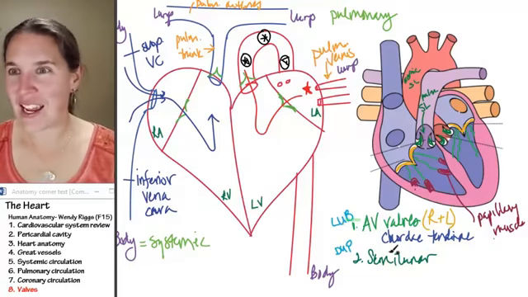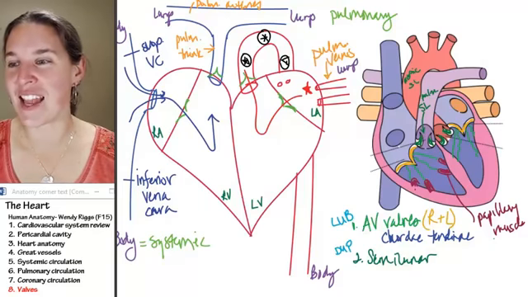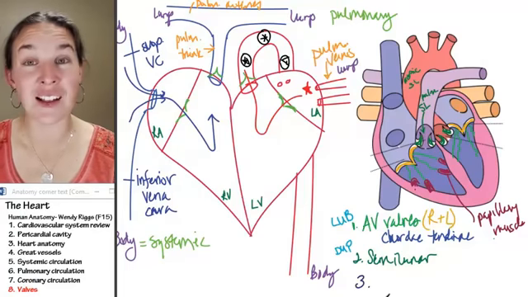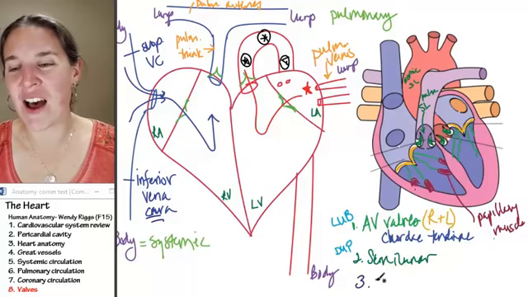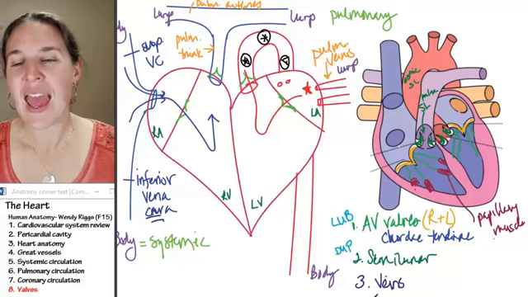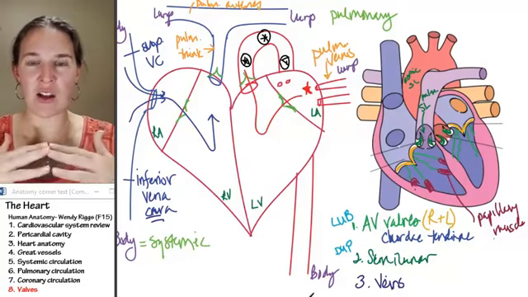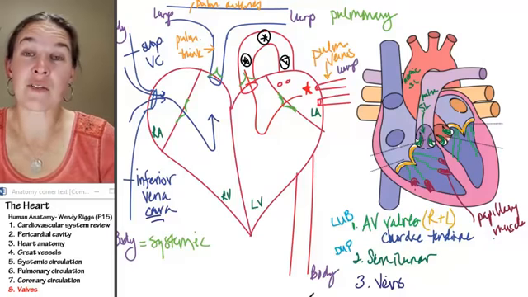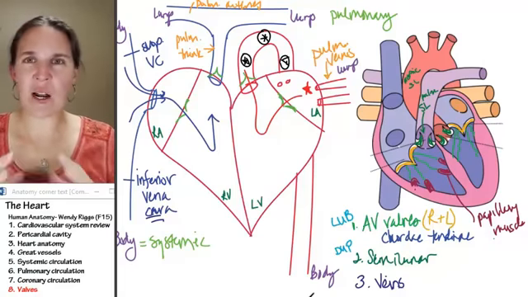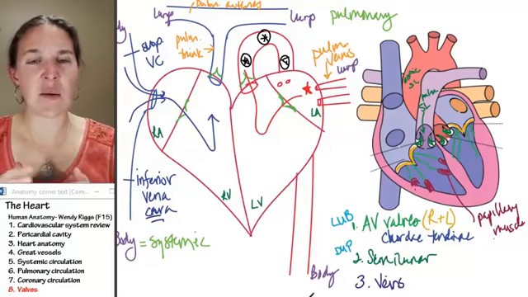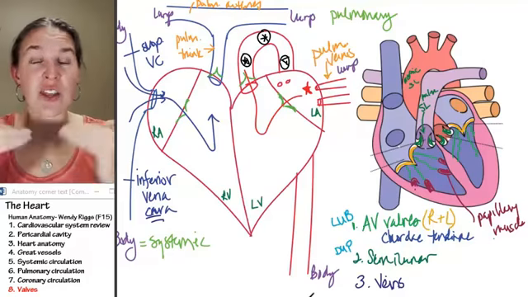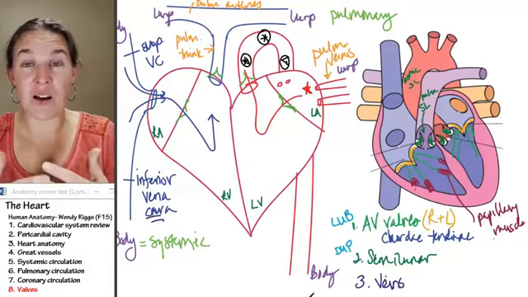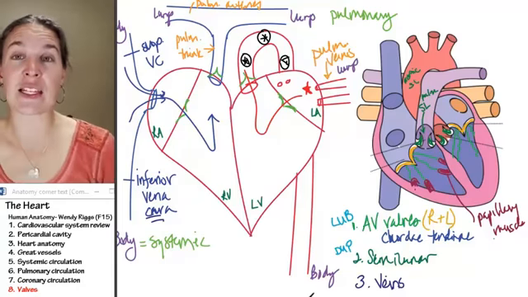I said there were 3 types of valves, and I'm going to give you a hint, and I'm going to put my 3rd type in this color. Hint, hint. We actually have valves in our veins, and the valves in your veins are very similar to the semilunar valves in that they don't have chordae tendineae, they don't have papillary muscles attaching them, but they're just these little flaps that prevent backflow of blood in your veins.